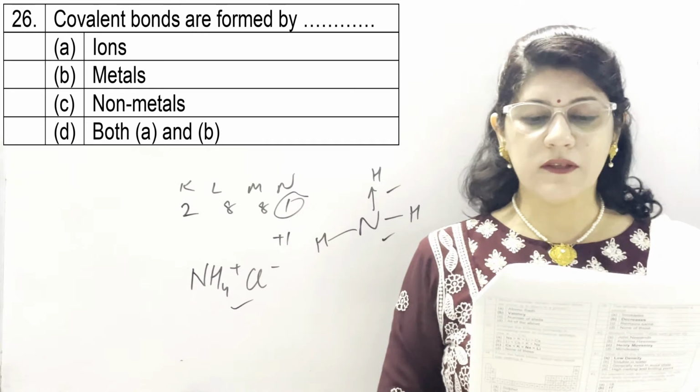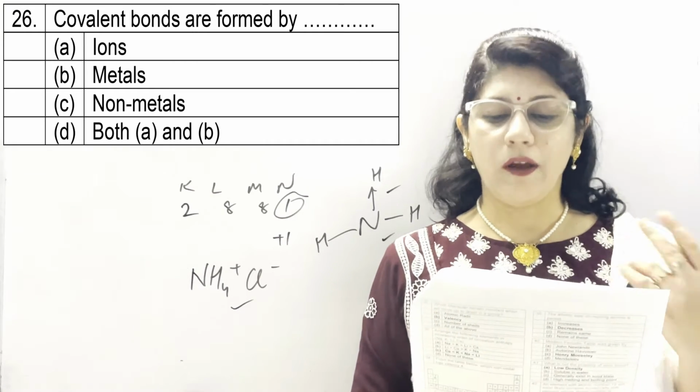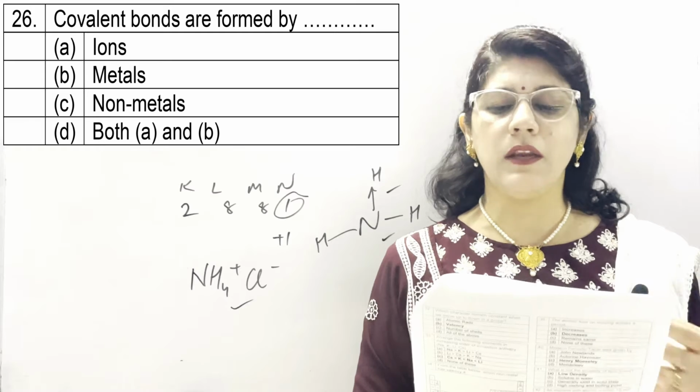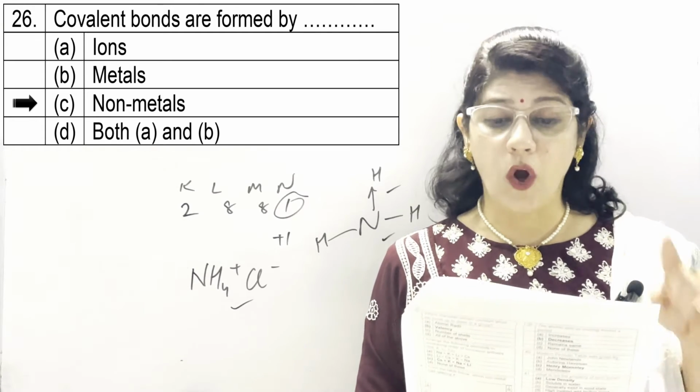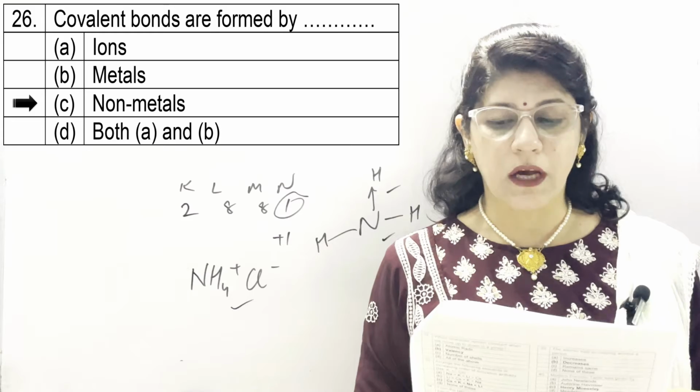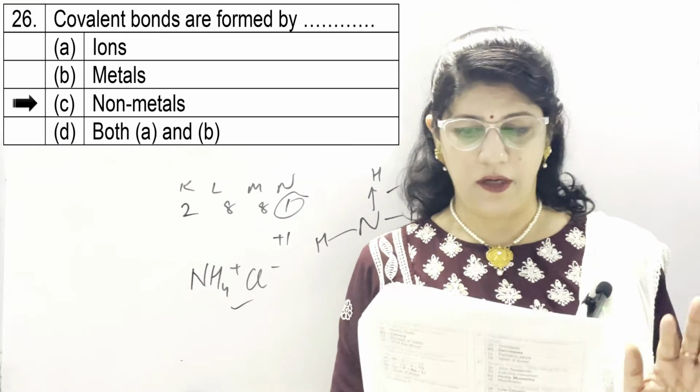Question number 26. Covalent bonds are formed by: 1 ions, B metals, C non-metals, and D both A and B. So the correct option is non-metals, because covalent bonds are formed by mutual sharing of electrons between two non-metals generally.